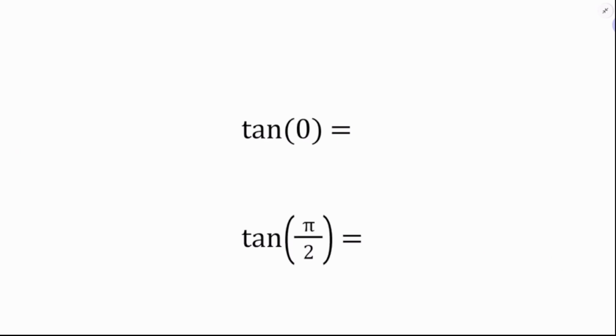Tangent of 0. You don't have to draw the unit circle if you don't want. You just have to draw the point on the unit circle and know the coordinate. That's where x is 1 and y is 0. Tangent is y over x, so that would be 0 divided by 1. And 0 divided by a number is just fine, as long as you're not dividing by 0. 0 divided by 1 is 0.